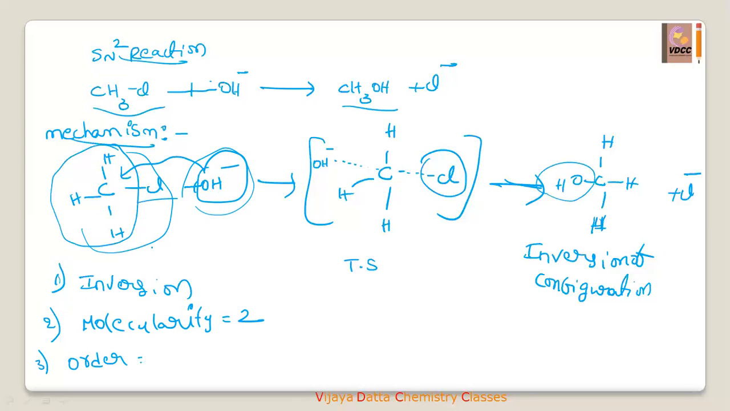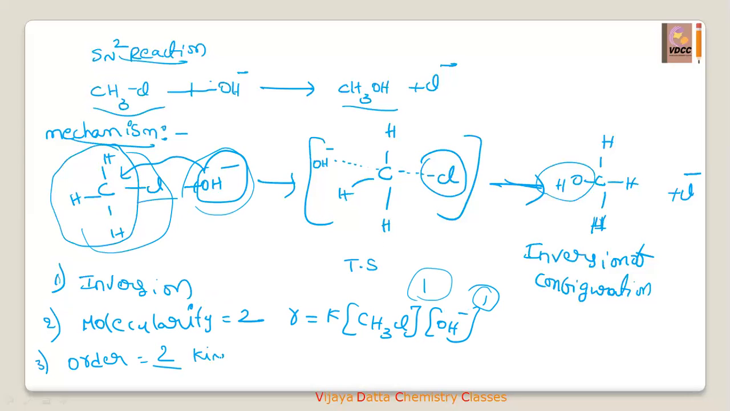What about the order of the reaction? How can we write the order? Rate is equal to K into concentration of CH3Cl and concentration of OH minus. Here is 1, here is 1. What is the order? The sum of the powers of the concentration of the reactants in the rate law is nothing but called order. So 1 plus 1 is equal to 2. That's why this is the second order kinetics. The kinetics are second order and its molecularity is 2.